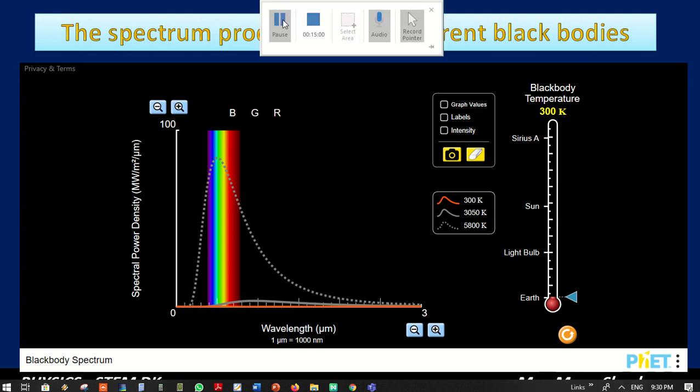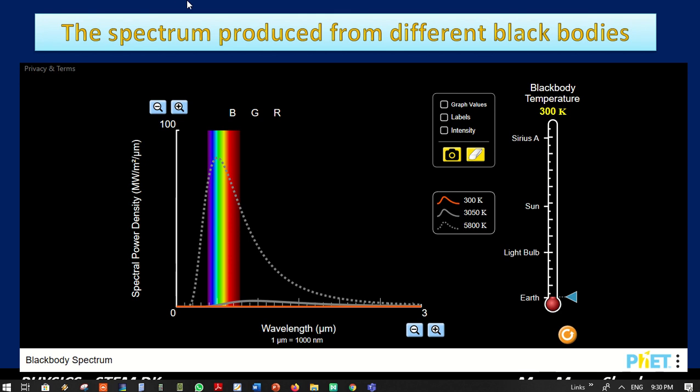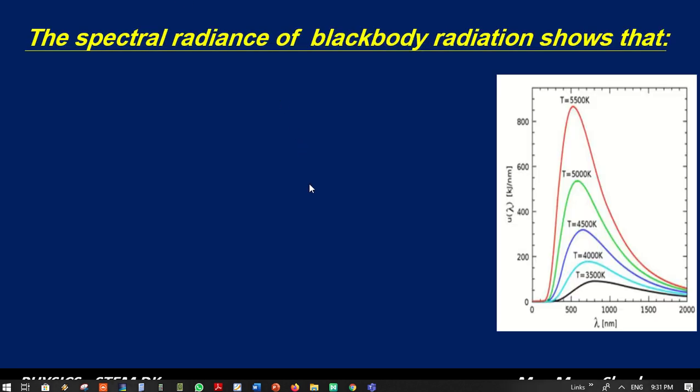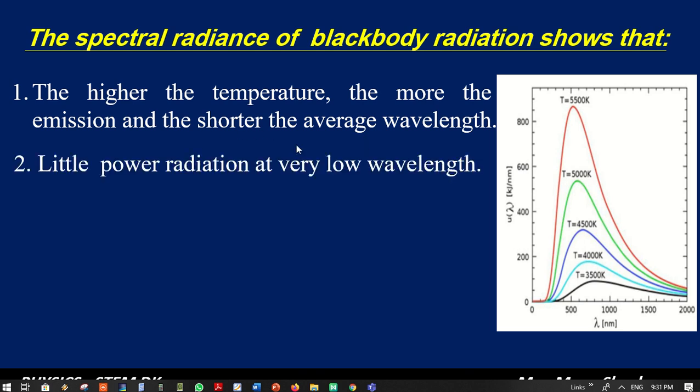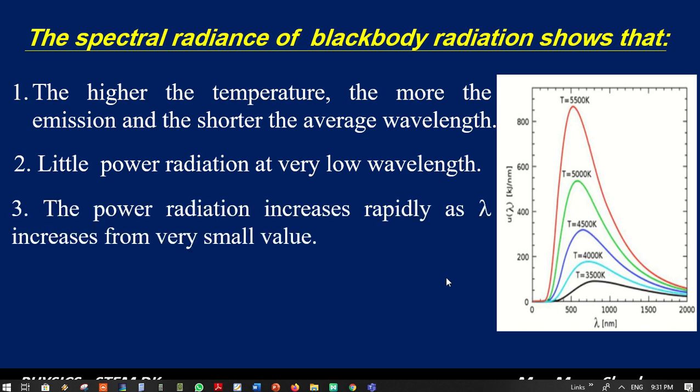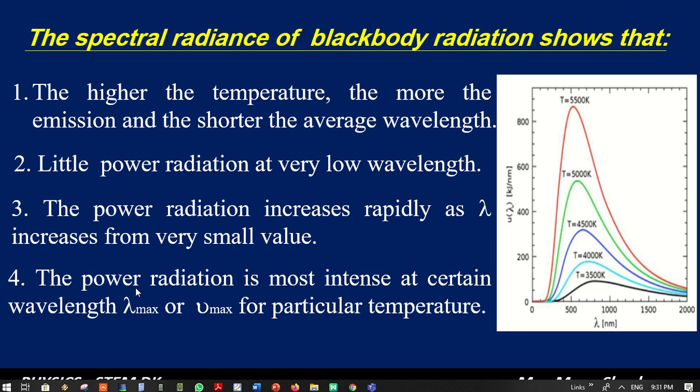Okay, so from the graph, you can conclude that the higher the temperature, the more the emission and the shorter the average wavelengths produced. Very little power is radiated at very low wavelengths. The power radiation increases rapidly with increasing wavelengths. For small values, the power radiation is most intense at a certain wavelength, lambda maximum. Here is the value of lambda maximum, where there is a maximum intensity of the radiation.